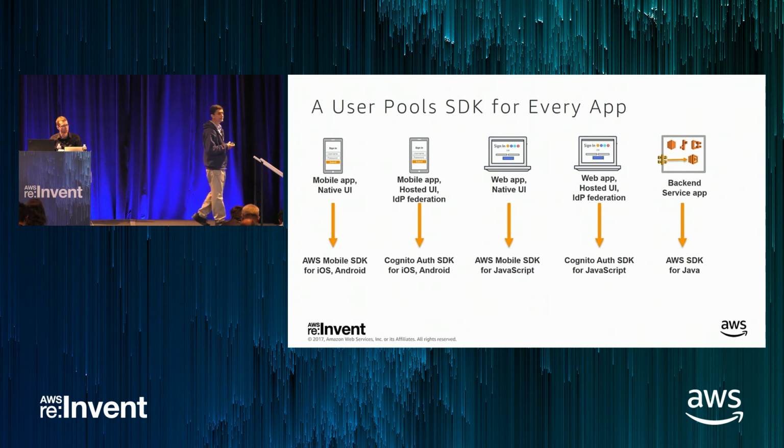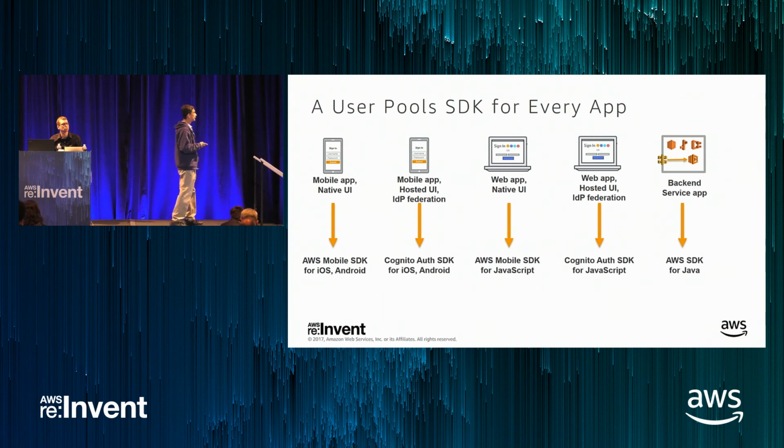I've mentioned several SDKs, and just to clarify which SDK to use when, this little picture should help. So depending on what kind of app you're trying to build, we've got an SDK for it, right? So if you're building an app which has a native UI, you would use the AWS Mobile SDK for iOS and Android, and that has the Cognito identity provider functionality. So all the user pool functionality is in there.